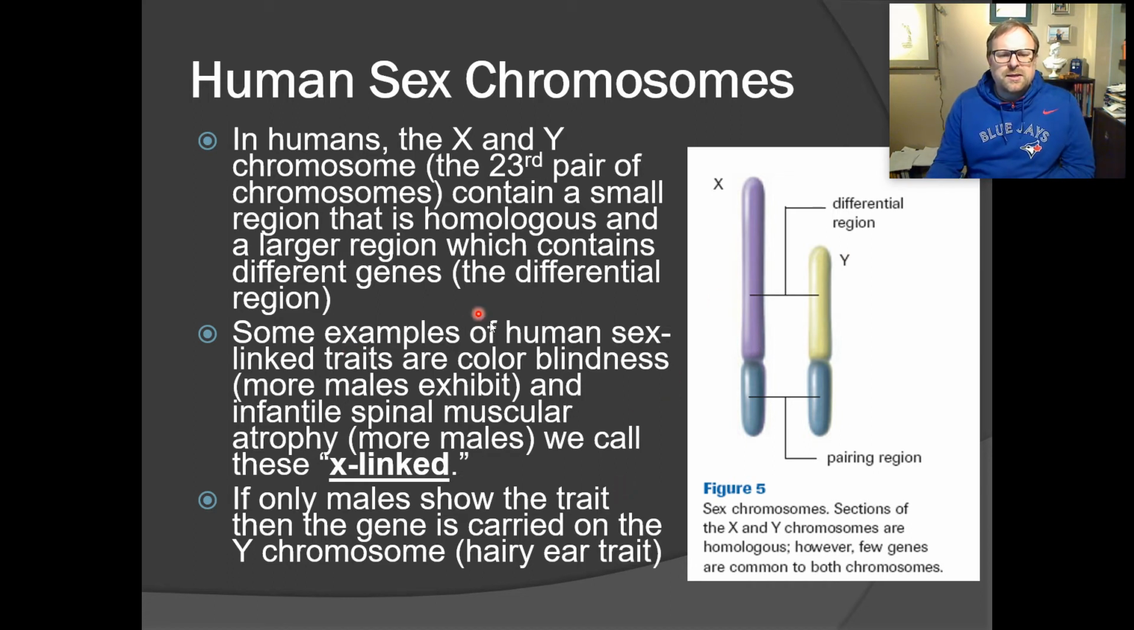Some examples of human sex-linked traits include color blindness, where more males exhibit color blindness than females. There is a myth out there that you cannot be colorblind if you're female. It is possible, but you have to have a mother that carries the color blindness gene and a father who is colorblind in order for that to happen. Also, infantile spinal muscular atrophy, which we find more in males. We call these X-linked traits or sex-linked traits.